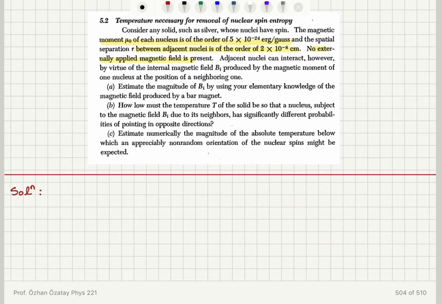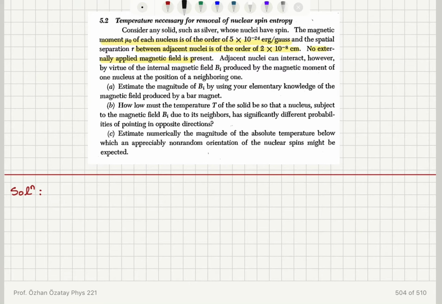Adjacent nuclei can interact, however, by virtue of the internal magnetic field B internal produced by the magnetic moment of one nucleus at the position of a neighboring one. Estimate the magnitude of B internal by using your elementary knowledge of the magnetic field produced by a bar magnet. So let's start with this.